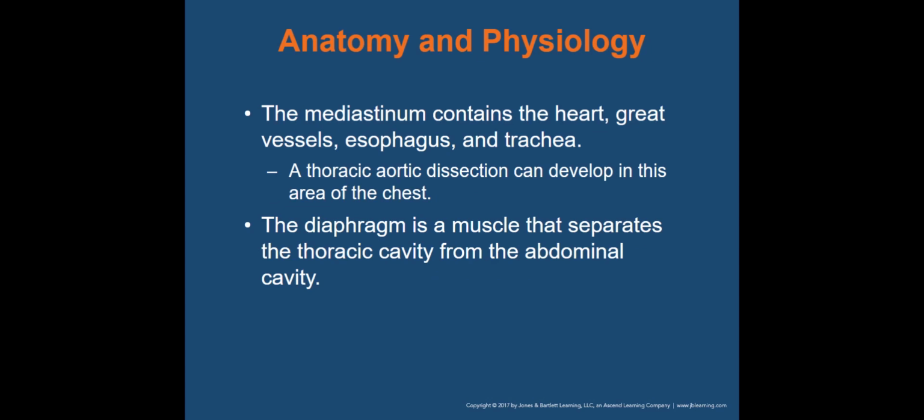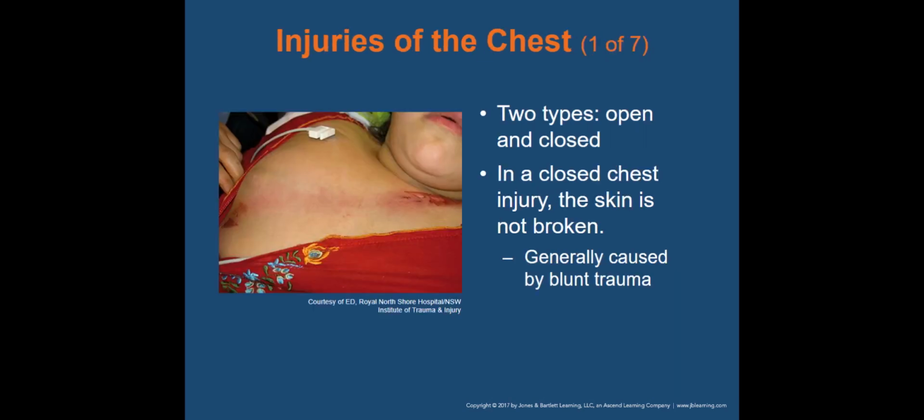The mediastinum contains the heart, great vessels, esophagus, and trachea. A thoracic aortic dissection, which is something we talked about in previous classes, can develop in this area of the chest, and it would then impact the rest of the great vessels, the esophagus, and the trachea, in addition to the heart. The diaphragm is a muscle that separates the thoracic cavity from the abdominal cavity. It is also an automatic nerve response to breathe, but it is a voluntary response as well. We can control our respirations.